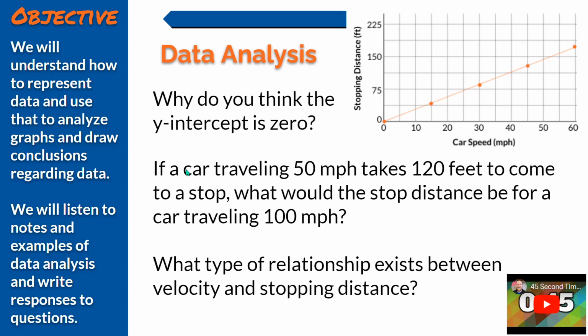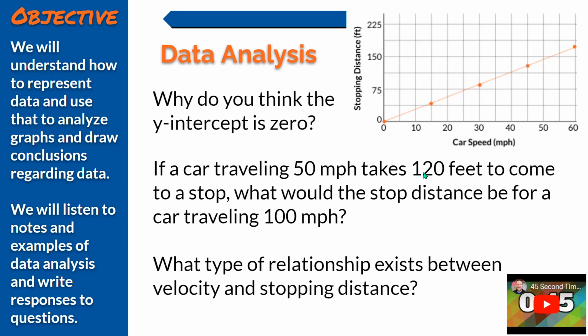If a car traveling 50 miles per hour takes 120 feet to come to a stop, what would the stopping distance be for a car traveling 100 miles per hour? Well again, this appears to be a linear relationship, so I don't even have to go back to my equation for this. All I have to do is say, if I double the speed at which I'm traveling, I would expect the stopping distance to double as well.